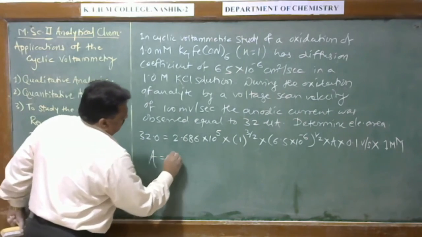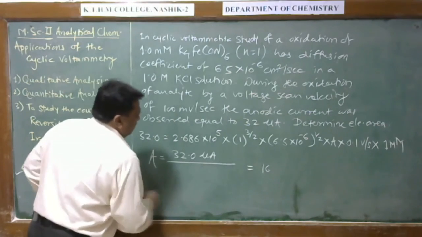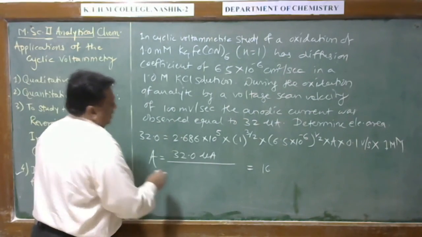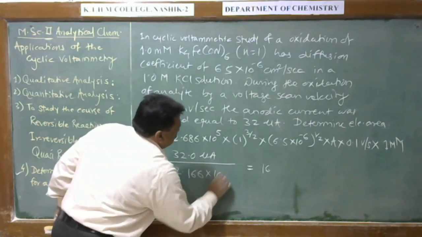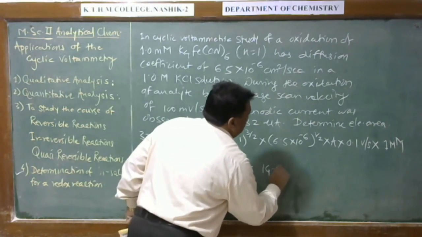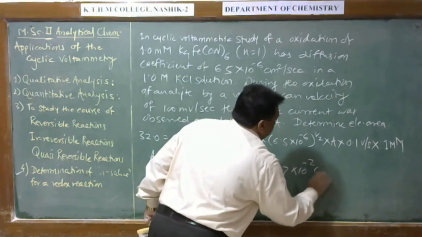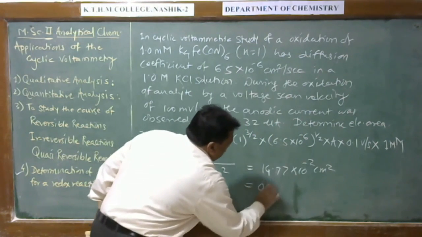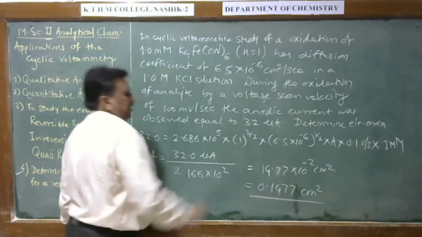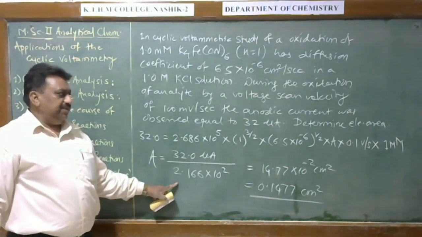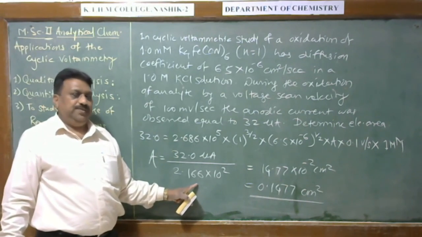Therefore, A is equal to 32.0 microampere upon this value, which by calculation becomes 2.166 into 10 raised to 2, and which is equal to 14.737 into 10 raised to minus 2 square centimeter, and it is equal to 0.1477 square centimeter. In this way, cyclic voltammetry can be useful for determination of electrode area of working electrode.